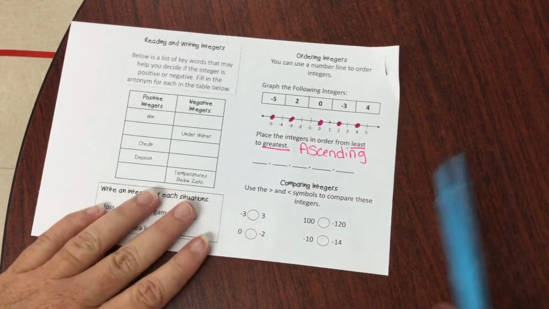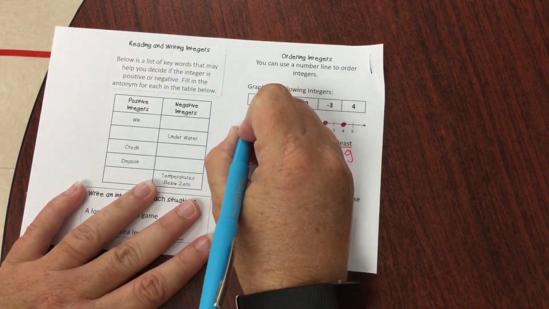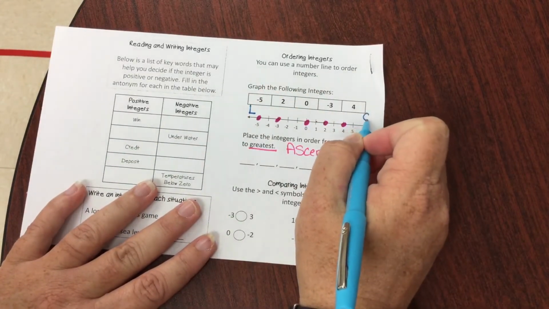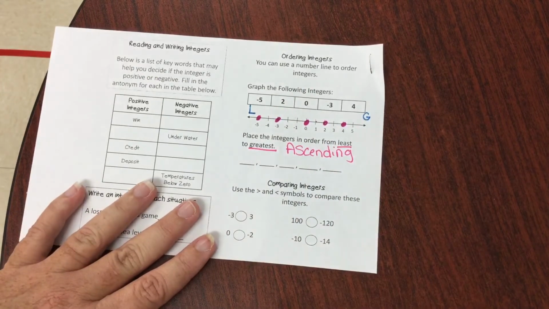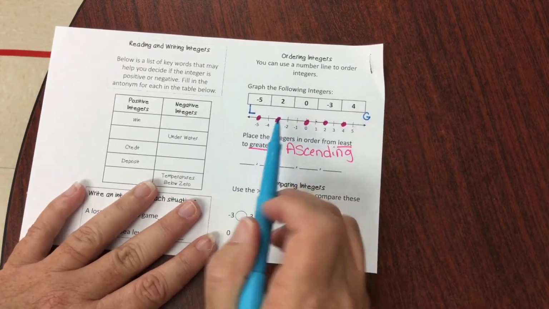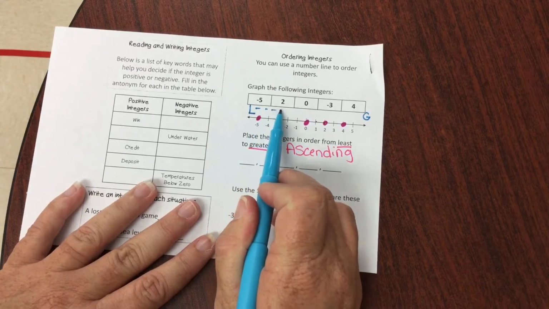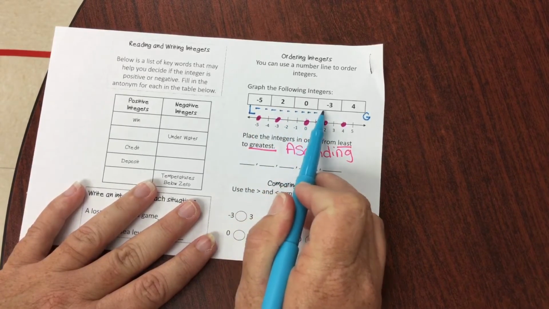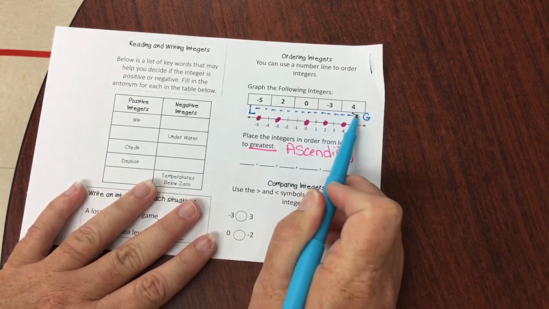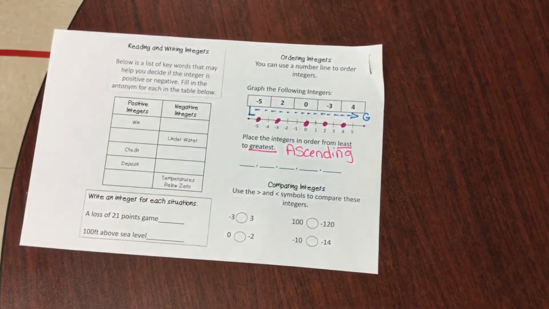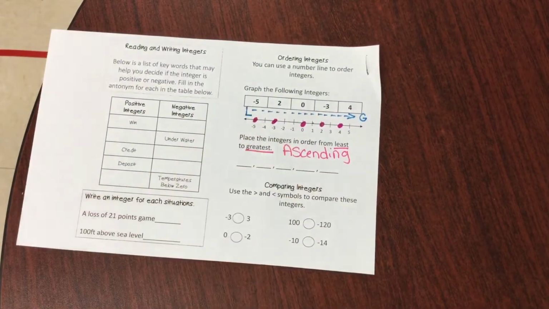Remember, opposite side of 0, opposite thought process, okay? I like to put on my number line an L and a G. Because as I travel to the right on my number line, no matter where I start, if I go from left to right, my numbers are going to be getting bigger. That's going to be the least to greatest.